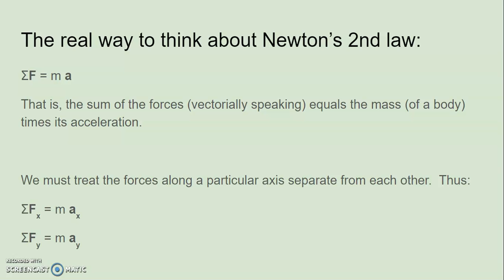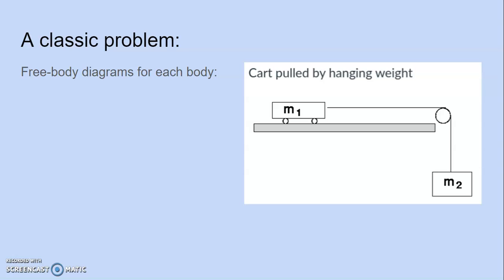So generally, we treat the forces along their respective axes. The sum of the forces in the x direction is equal to the mass times acceleration in the x direction, and similarly for the y and z directions if it's a three-dimensional problem. So let's go back to this classic problem. We've got a cart of mass m1 being pulled by some weight over a pulley.